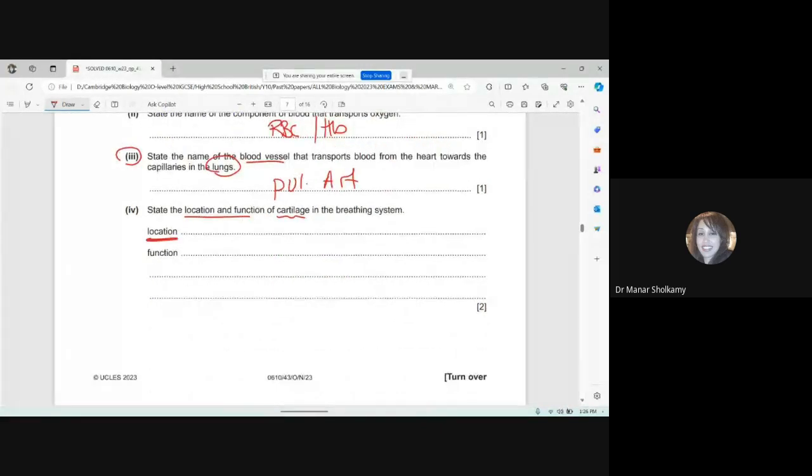Now, state the location and the function of cartilage in the breathing system. Give me a location of the cartilage. Very obvious one. Trachea. Yes, the trachea is the easiest. And why is it important? Prevents collapse. Correct. To prevent collapse, to keep it open, so that it doesn't close due to the negative pressure, so that you can breathe the whole time. Very, very good.